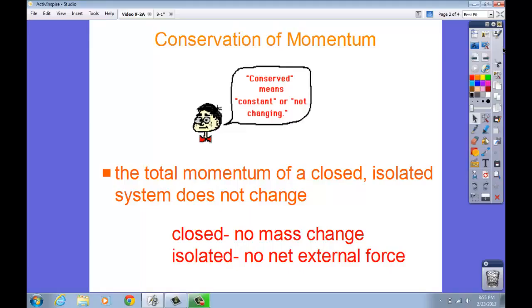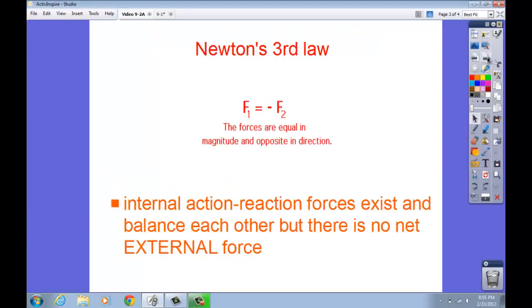That doesn't mean, however, that there are no internal forces. We know from studying Newton's laws that when any two objects are in contact, there's an equal and opposite force pair that exists between those two objects. So when we're talking about the conservation of momentum, there are still those internal action-reaction forces. They're going to balance each other out, but there is no net external force. And we are going to focus this section of the chapter on three specific different types of collisions.